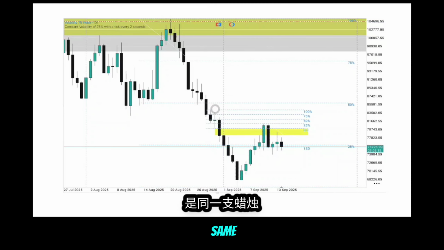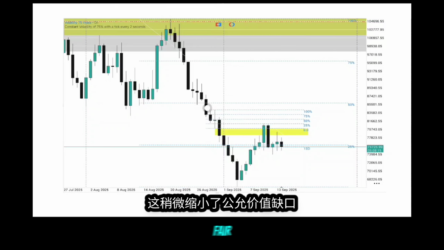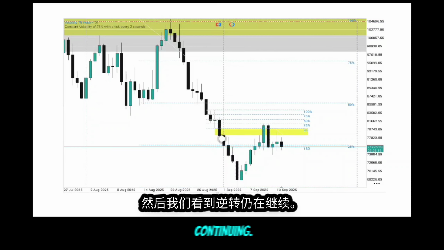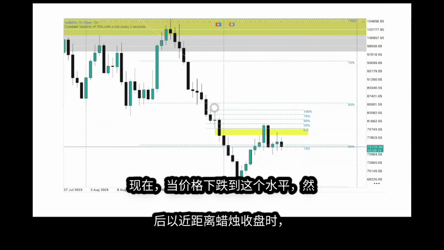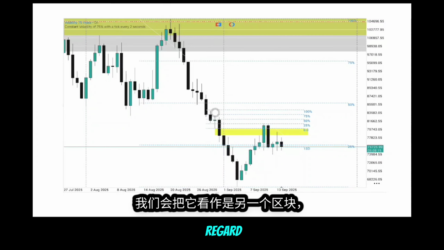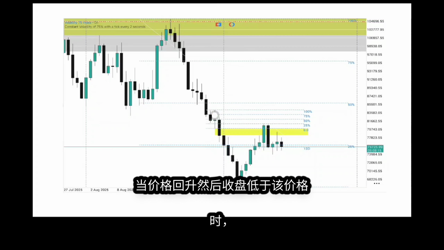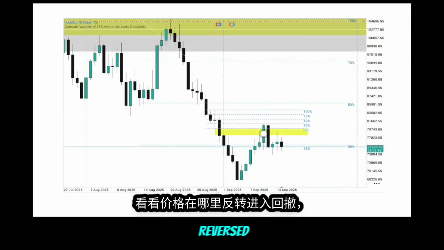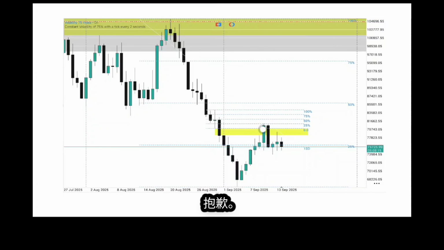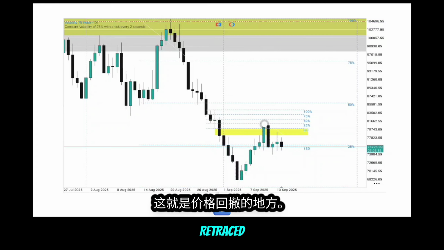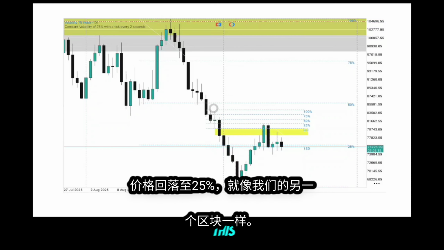It is the same candle that dipped a little bit into this fair value gap, and then we saw the reversal continuing. Now, when price dipped into this and closed as an up close candle, we will regard it as an order block. Okay, and now watch this. When price traded back and then closed beneath it, look at where price retraced into. Price retraced into 25% of this up close candle, acting as our order block.